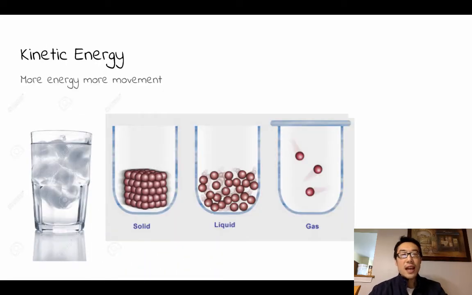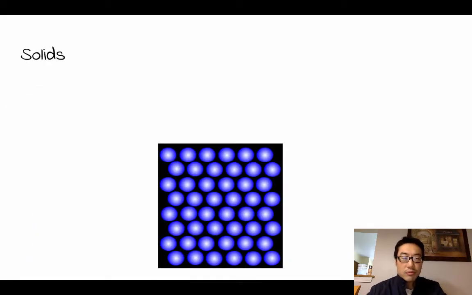Now you might be asking, what is kinetic energy? Well, kinetic energy is the energy of movement. The more energy you have, the more kinetic energy you have. The more kinetic energy you have, the more you'll move. So here we have a stock image of ice water. Here we have multiple different states of water. We have the solid, which is represented as the ice. We have the liquid, which is the water. And we have the gas, the evaporation that could be taking place right above the surface of the liquid and the air. Let's take a look at each of these in depth.